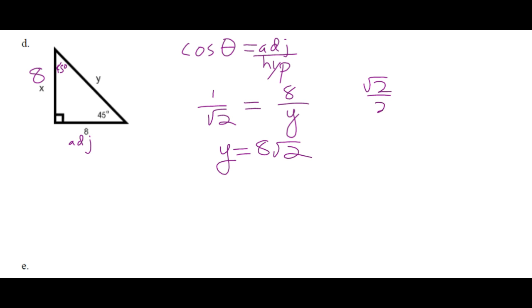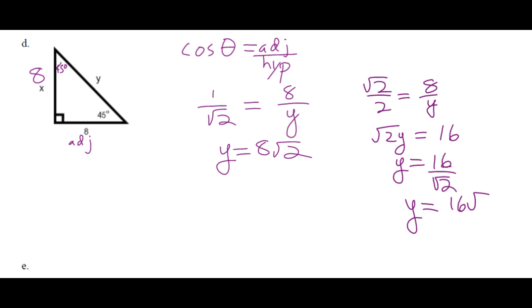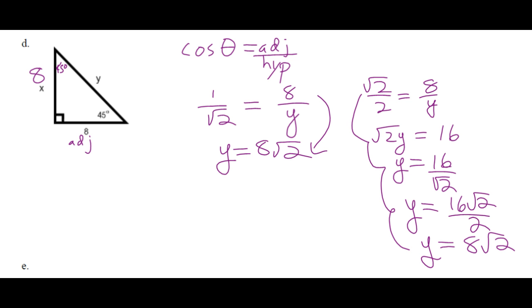Root 2 over 2 is equal to 8 over y. Root 2y is equal to 16. Y is equal to 16 over root 2. Y is equal to 16 root 2 over 2. Y is equal to 8 root 2. So, your choice: this or this. Does it matter?